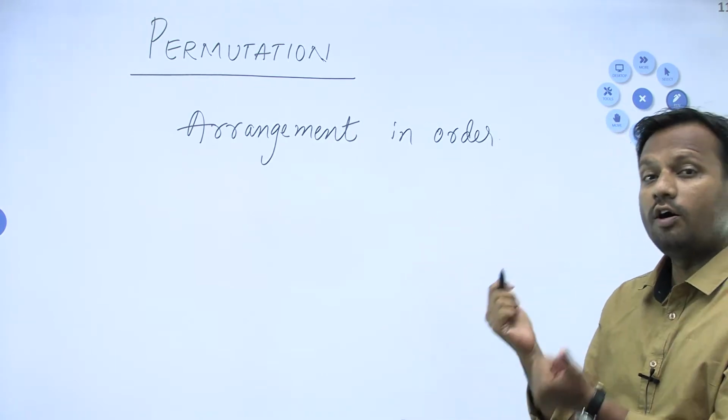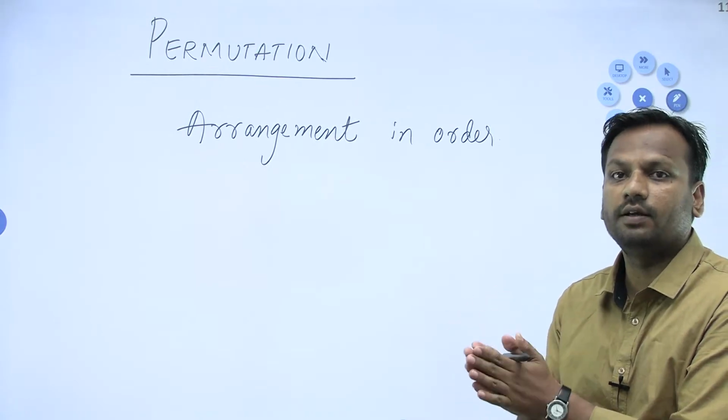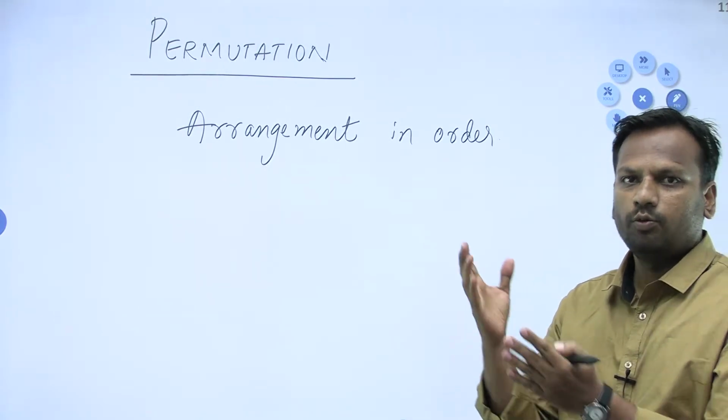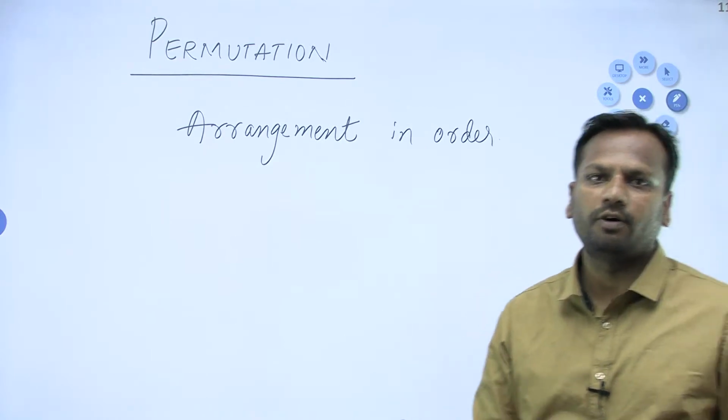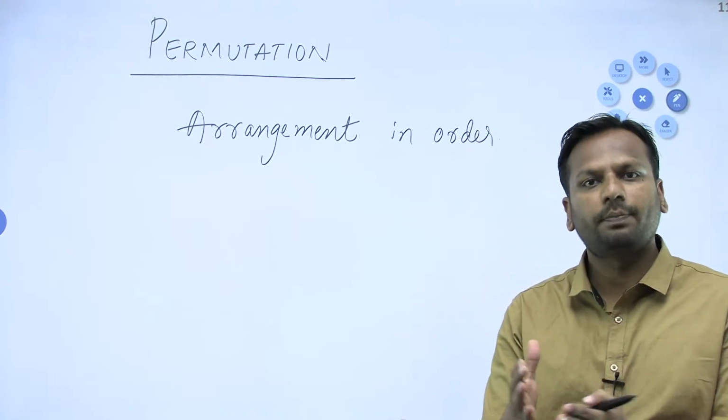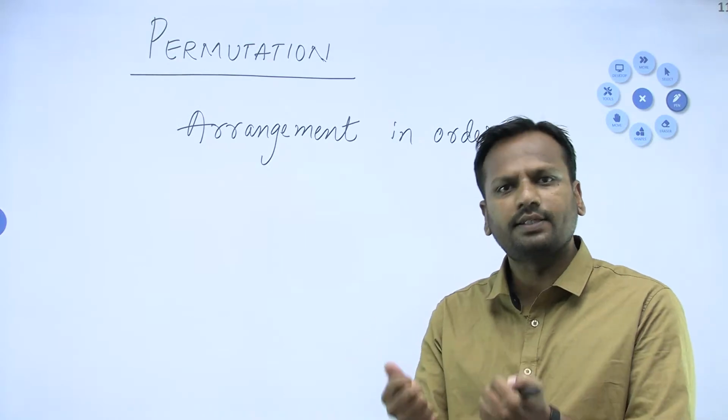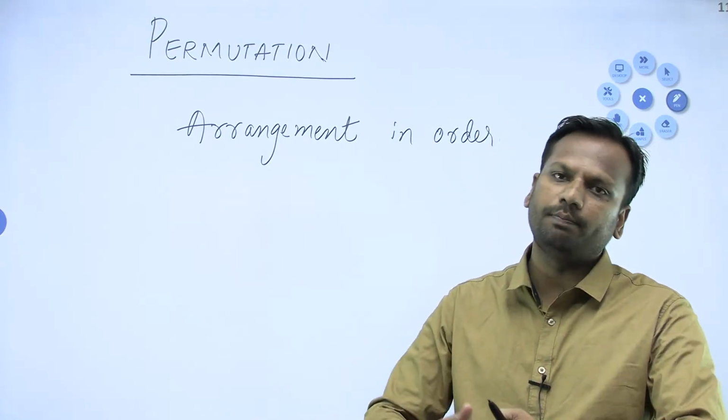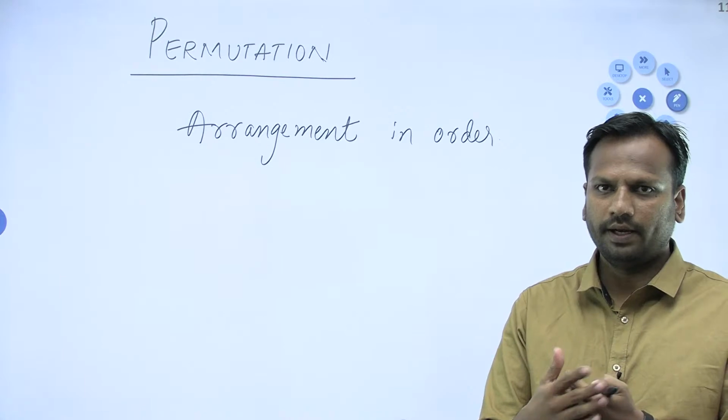Arrangement in order of what here? Of number of objects, even given number of objects. What they will be providing is some number of objects. I have to arrange them in a particular order thereby taking some of the objects or by taking all of the objects there, right?